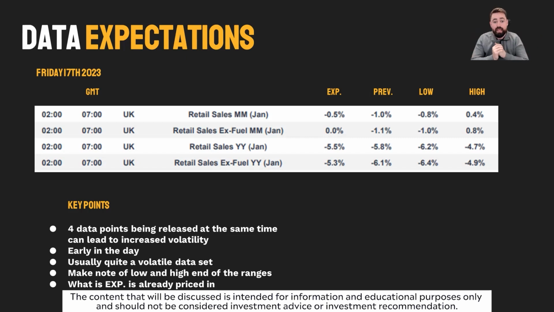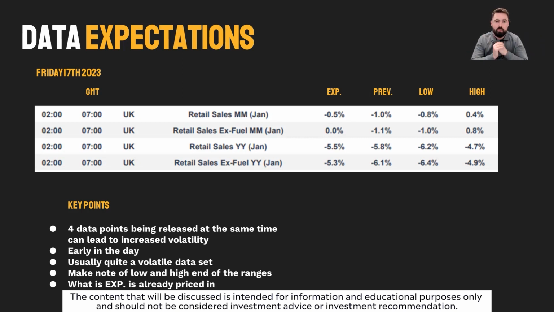In this case, we have the retail sales number month on month and year on year, and also the retail sales number excluding fuel. Now, as we know, fuel is quite a volatile point of the retail sales. So some people like to see how it would look if we took that out. So we get the month-on-month figure for both of them and the year-on-year figure.